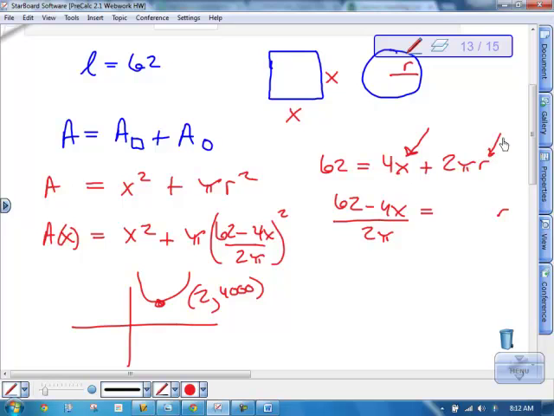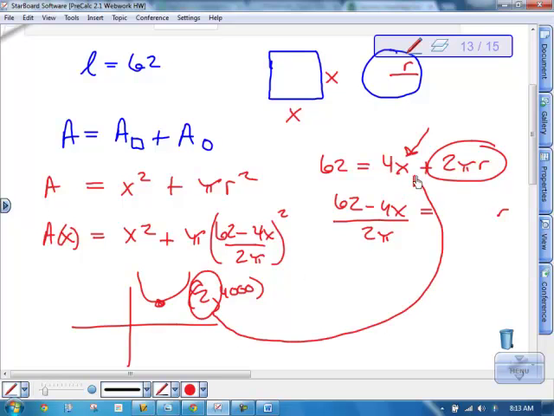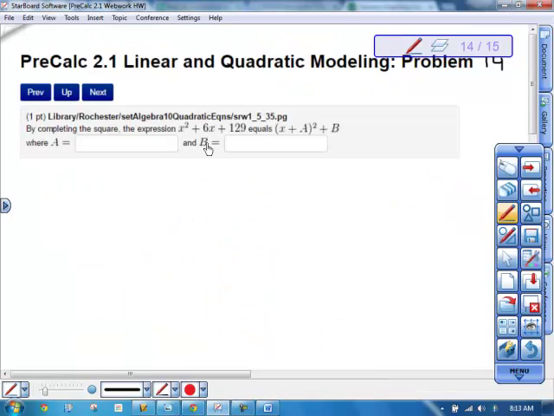I'm going to find the radius, or actually this, because they asked me for circumference, which is the circle, which is right here. So once you find this x value, plug it in right here, and then subtract from 62, divide by 2 pi, and subtract 4x from both sides right here, and you'll get your circumference right there, which is what they asked for.